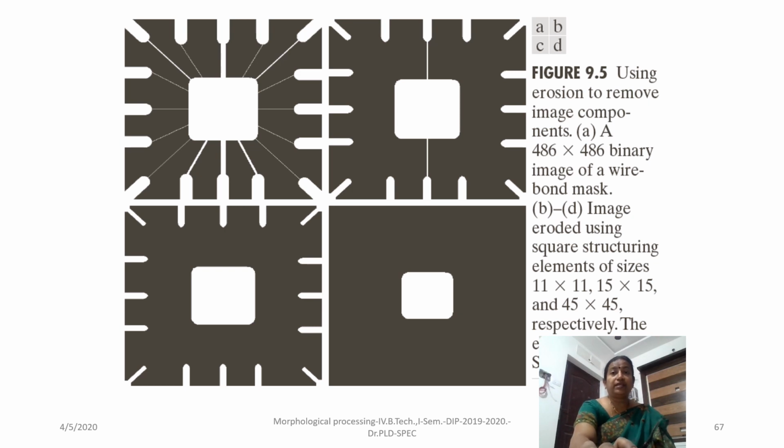The image is eroded using a square structuring element of size 11 by 11. With the 11 by 11 structuring element, this is the eroded image. And this one is a 15 by 15 structuring element, and this one a 45 by 45 structuring element. In these examples, we observe that as the structuring element size increases, the objects appearing reduce in size, and by reducing they disappear as the size of the structuring element increases.